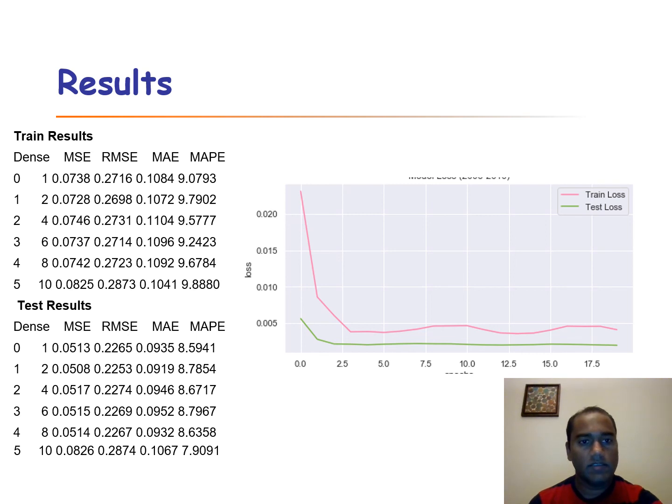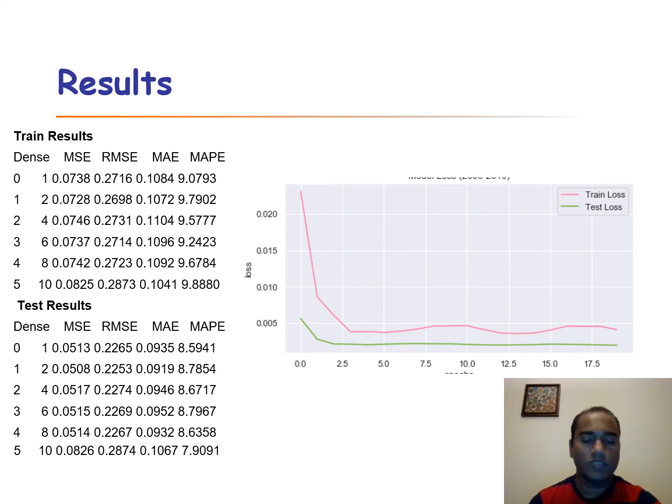This is the train data results, and this is the test data results. You can see the train loss and test loss. Initially the train loss was a little high, and then over a period of time, once we progressed through multiple epochs, we used 20 epochs, the loss became very stable. The test loss started a little lower, and then as the model was exercised for multiple epochs, it is pretty static.